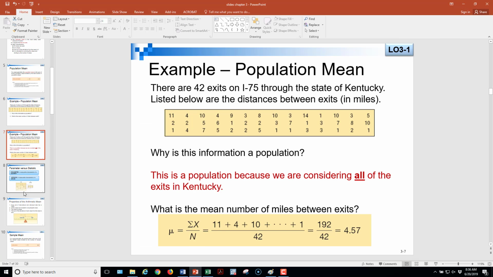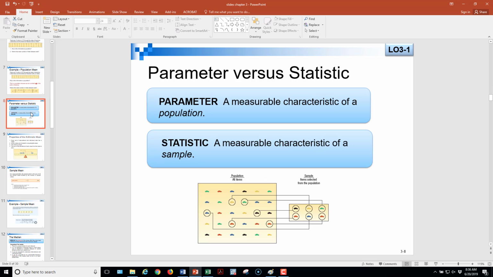Now, when you calculate a mean from the population, it is called a parameter. If you calculate it from a sample, it is called a statistic. And the same applies to whatever else you can measure, like the median, the mode, the variance, the standard deviation, and others. If it is on the population, it is a parameter. From a sample, it is a statistic.